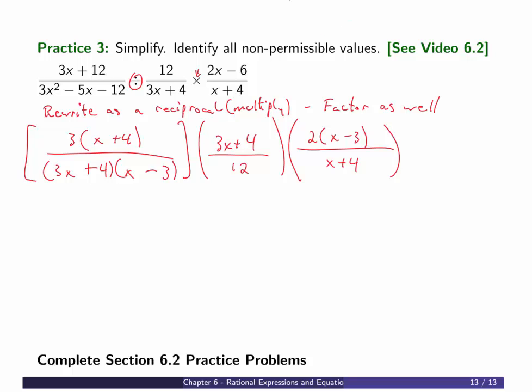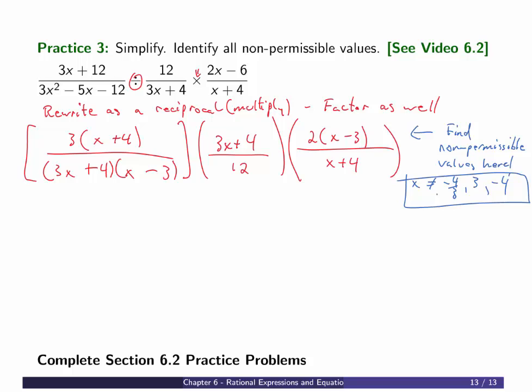Here's where you do the non-permissible values. Okay, find non-permissible. I never can spell this word. Permissible. I think it's right. Values. Here. And you just look across, and clearly x cannot be, and this is gonna be in any order here, so I'm just gonna go across. Can't be -4/3. Can't be 3. Can't be -4. Okay, 12 has nothing to do with anything with x. Those are the non-permissible values. You can order them from smallest to largest, but whatever.